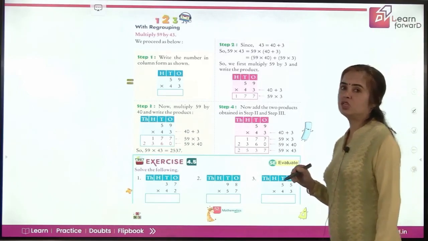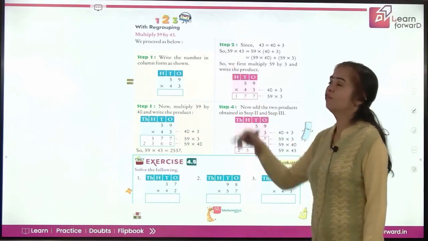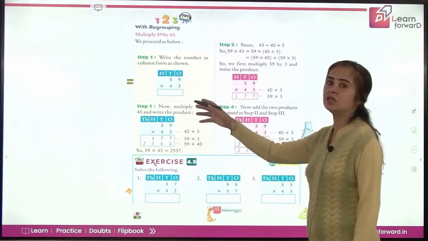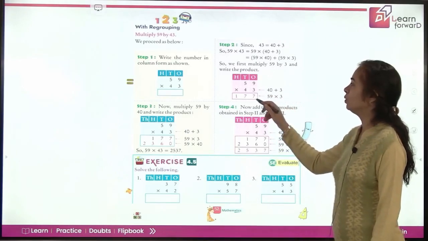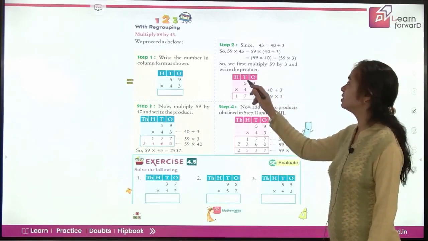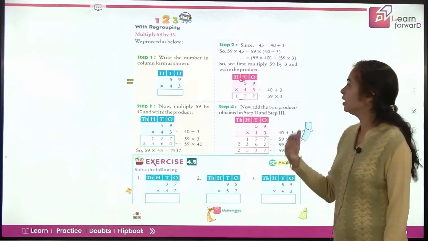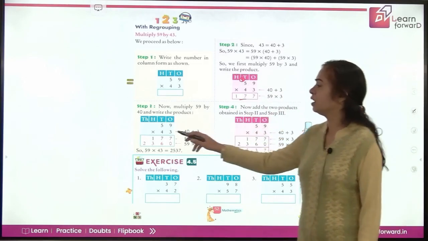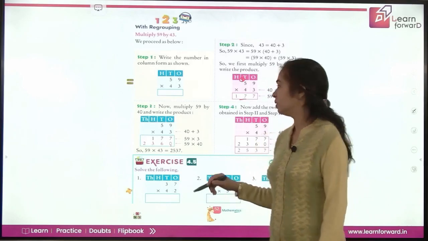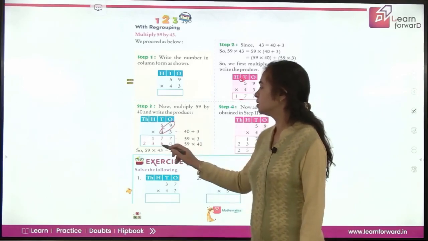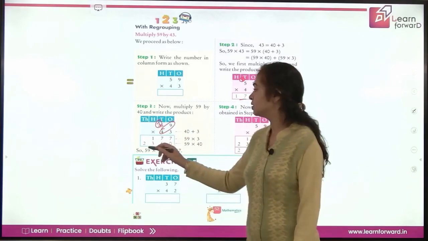Now multiplication by a two-digit number with regrouping, when there is a carryover. So if you have 59 multiplied by 43, first multiply by 3. So when you multiply by 3, what do you get? 3 nines are 27, carry 2, 3 fives are 15 plus 2, 17. So 177. Now in the next step, you will be multiplying by 4, before which you will write a 0 here at the ones place. Now 4 nines are 36. So 6 here, carry over 3. 4 fives are 20 plus 3, 23.